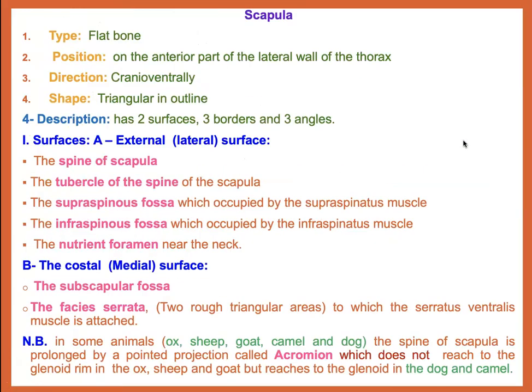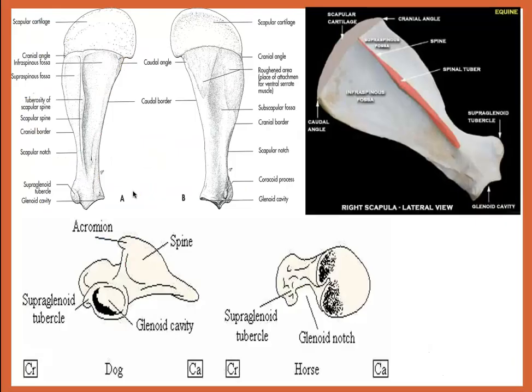If you look at the text now, you can see we have the spine of the scapula, the tubercle of the spine, supraspinous fossa, infraspinous fossa, nutrient foramen, and then the costal surface or medial surface, which has the subscapular fossa and the facies serrata, and then we have the acromion. Let us go back now to see the diagram. This is the spine of the scapula right here, which divides the scapula into two fossae. This one is the supraspinous fossa, which is for the supraspinatus muscle, and we have the infraspinous fossa for the infraspinatus muscle, and the ratio in the case of the equine is unequal.